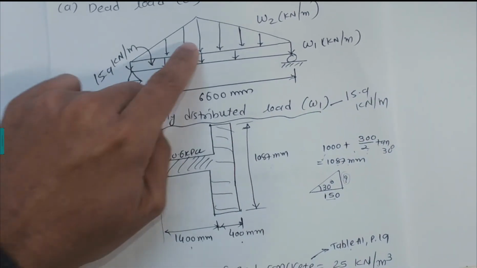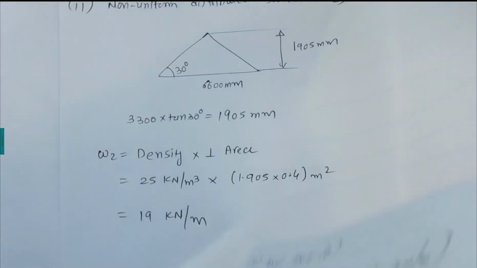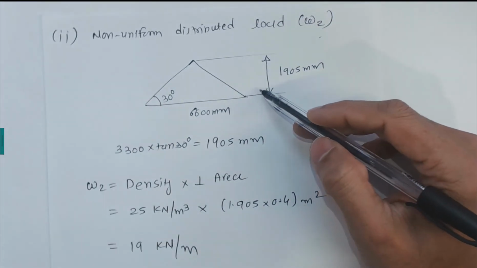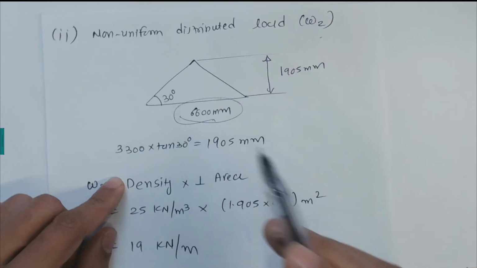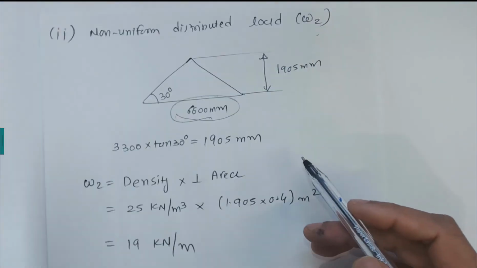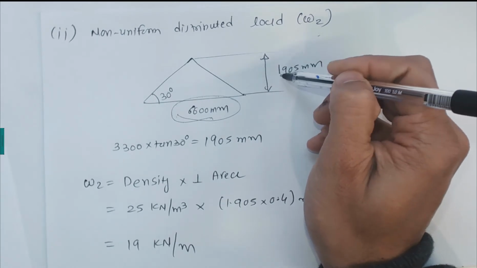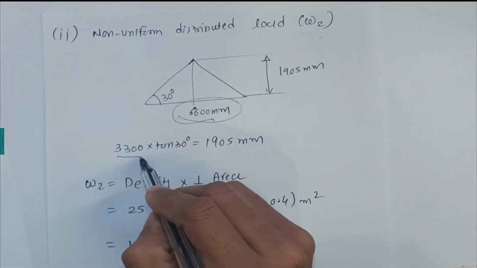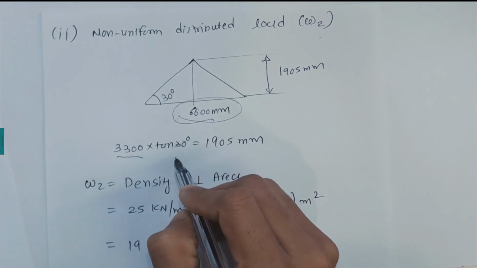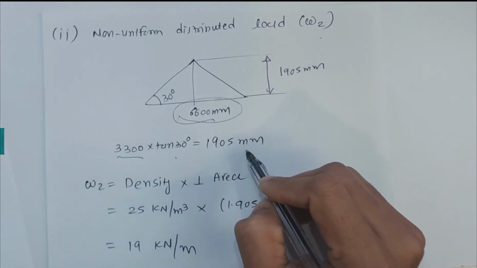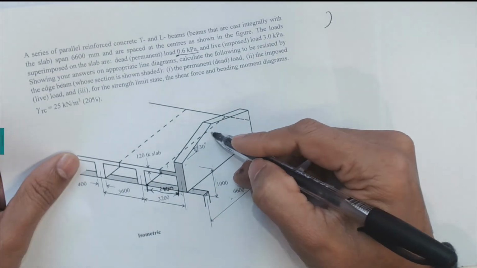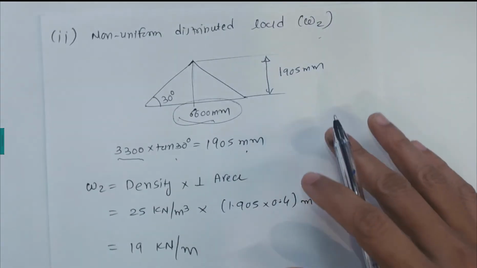Now for the next one, we need to calculate this triangular loading. For this non-uniformly distributed triangular loading, we have this 6600 millimeters, and we have this height, which we can calculate by taking half, which is 3300 times 1030, so 1905 millimeters. So that is basically this height, 1905 millimeters.